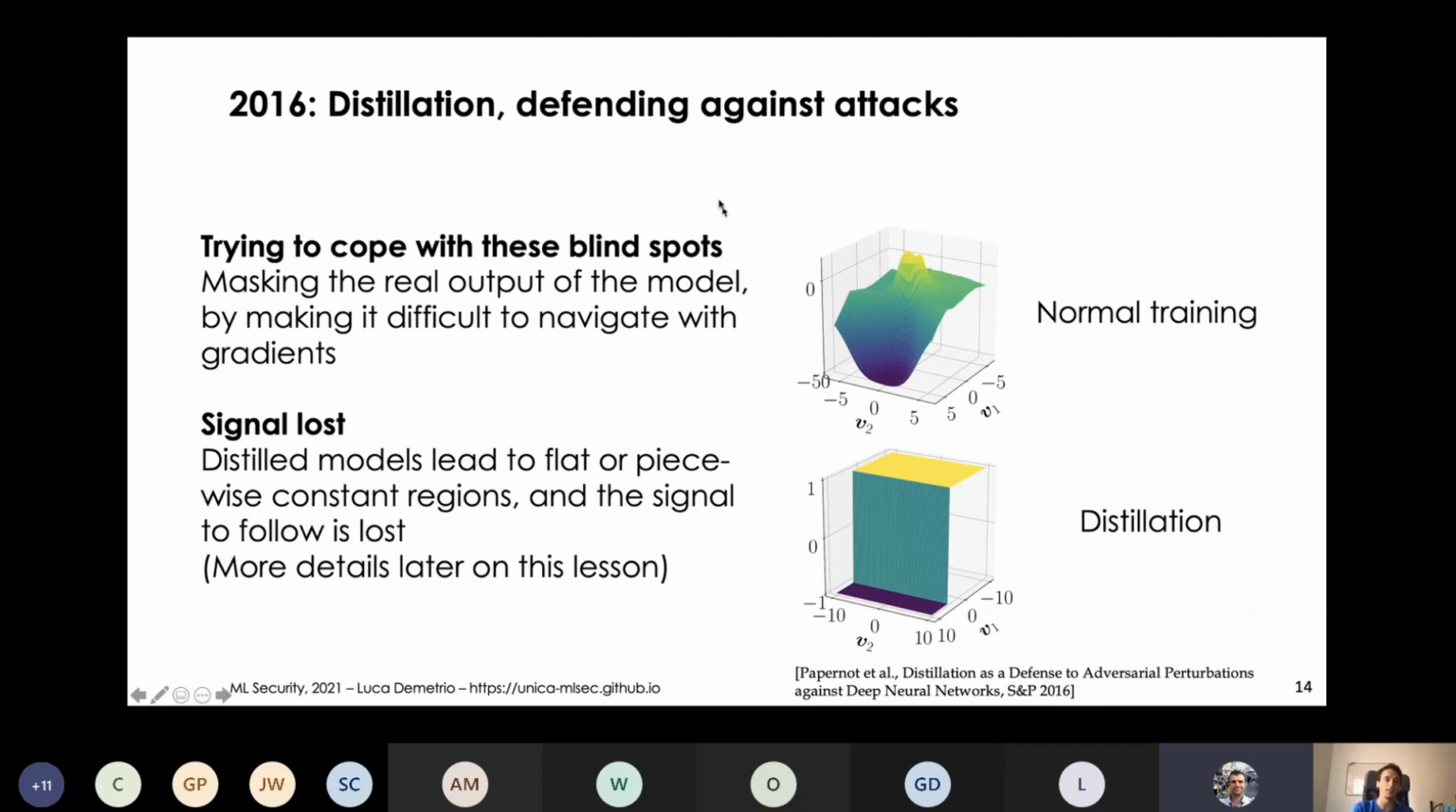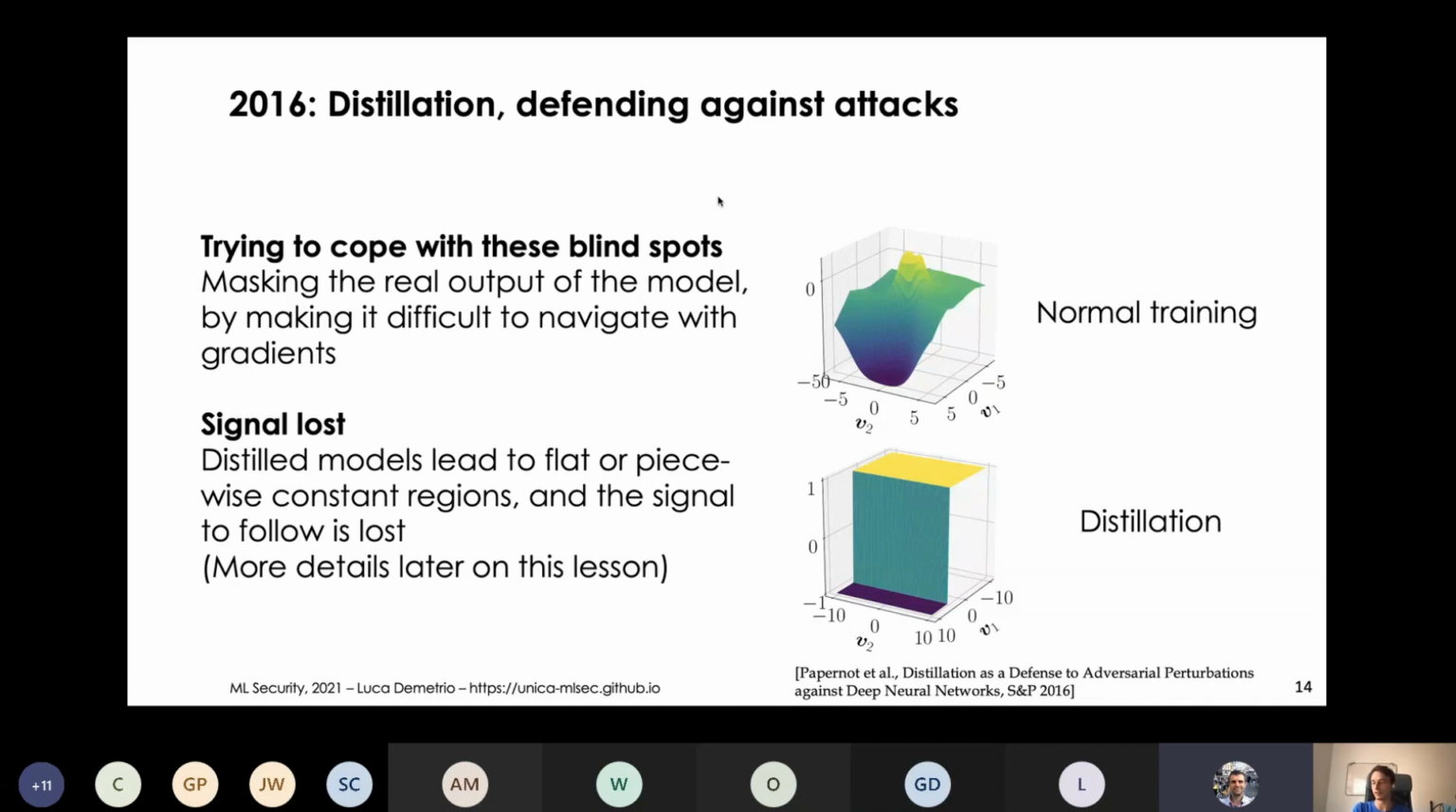So in 2016, they said, oh, that's nice. We solved the problem for adversarial examples, and we are done. But I mean, you know what I'm going to tell you, right? How do you think they might have solved the problem?